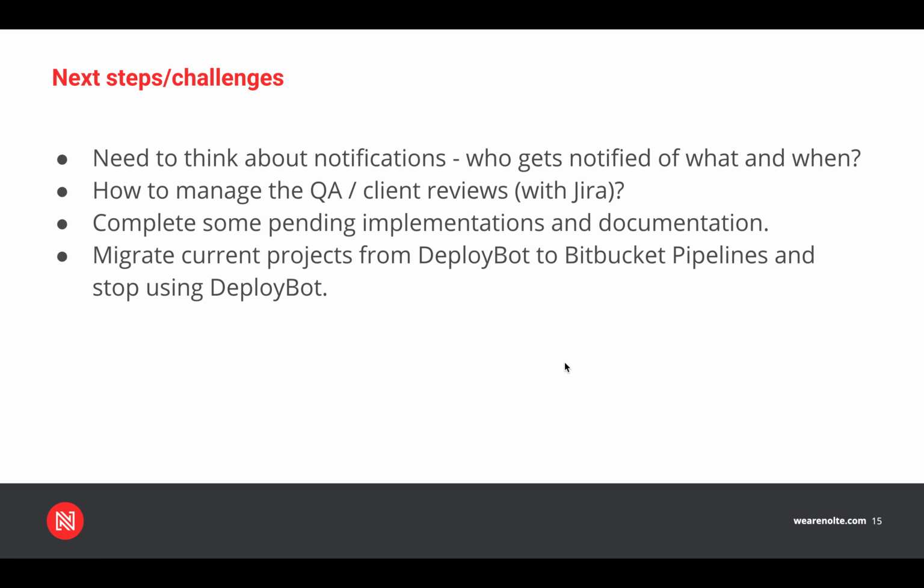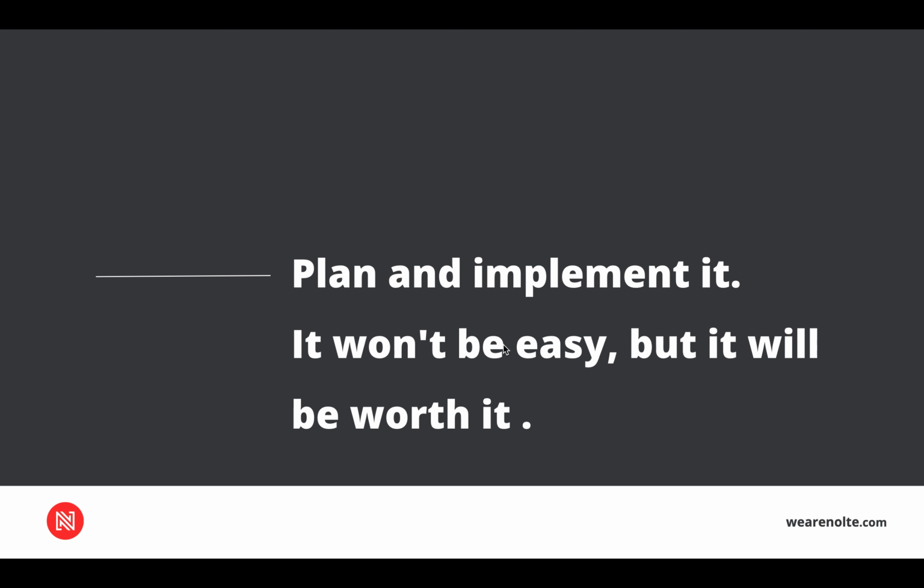Next steps or challenges. We need to think about notifications. Who gets notified of what and when? How to manage the QA client reviews, maybe with Jira. Complete some pending implementations and documentation. And migrate current projects from Deploybot to Bitbucket pipelines and stop using Deploybot. This is one of the hardest parts because we'll need to do a lot of manual adjustments within Bitbucket and Pantheon to achieve this. Finally, plan and implement it. It won't be easy, but it will be worth it.